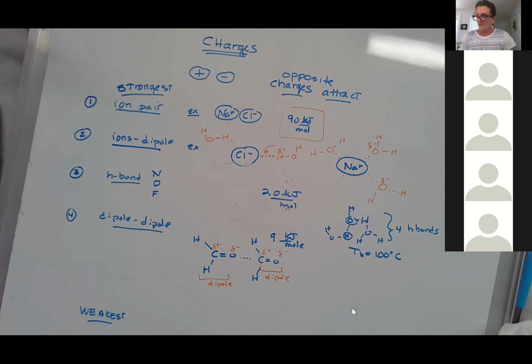Molecules that don't have the ability to hydrogen bond with themselves tend to have lower boiling points. So for example, this is formaldehyde. It can have a dipole-dipole interaction, but not a hydrogen bond. So we expect the boiling point of this to be lower than the water.